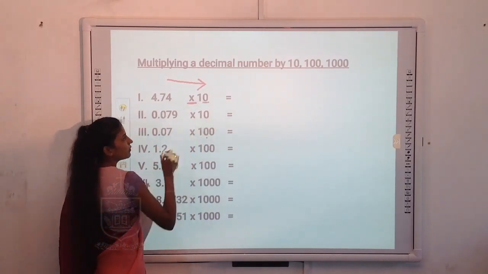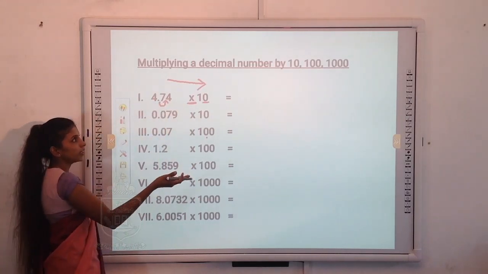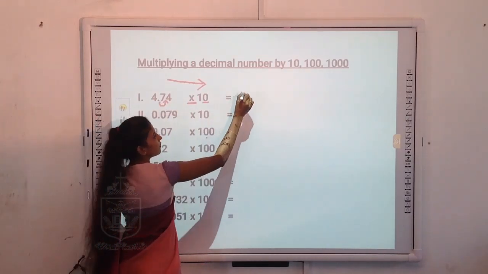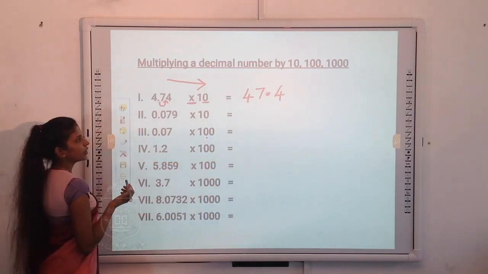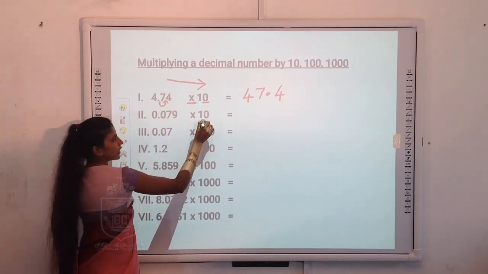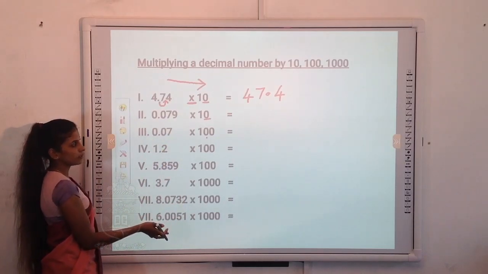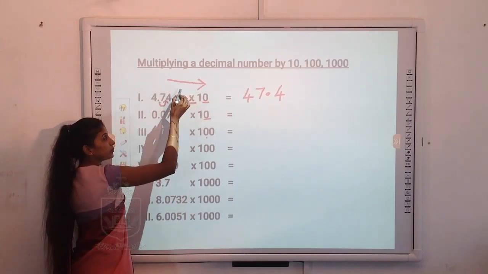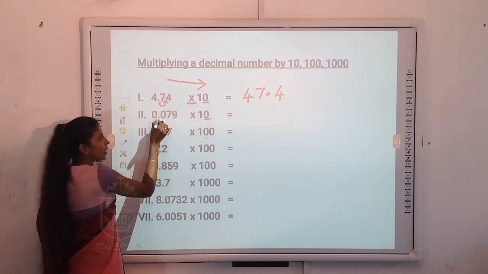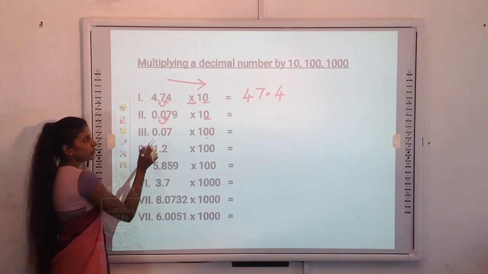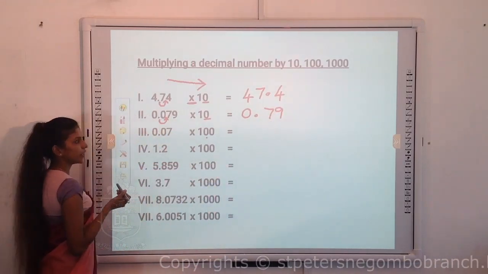So let's see. Here you have 10. So what you have to do? The point will move one place to the right from the initial point. So what will be the final answer? 47.4. One place moved. In the same manner we can do the other multiplications. Here all are multiplication symbols, so always the decimal point will move to the right side from the initial point. So here 10, therefore 1 place. So the decimal point will be here. 0.79 is the final answer.